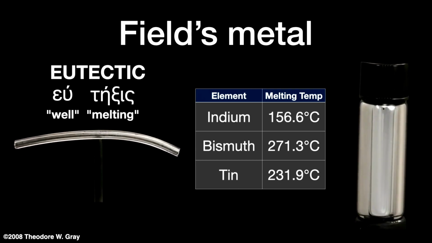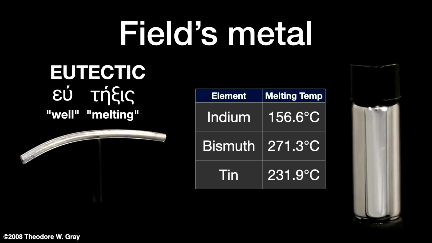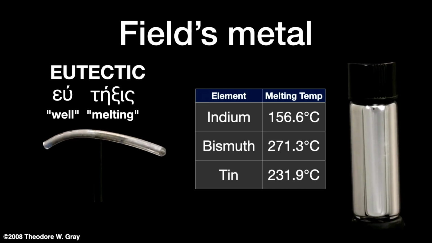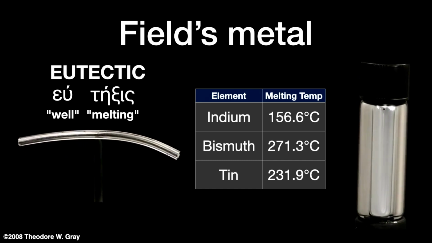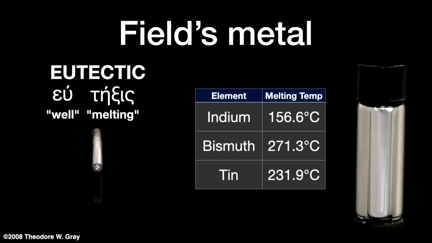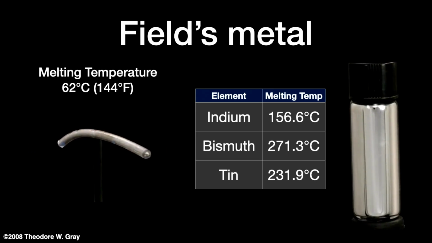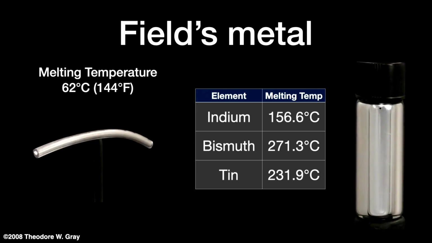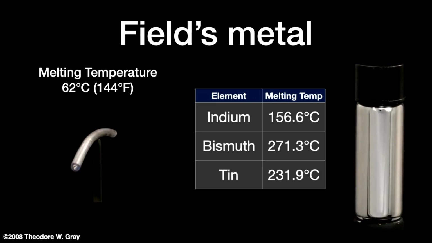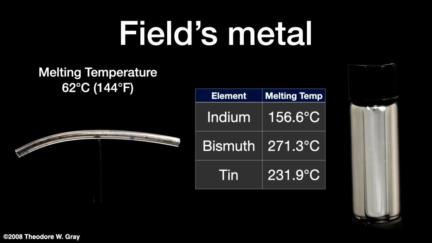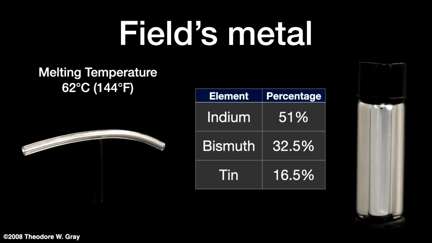A eutectic alloy melts at a temperature lower than the melting point of any of its ingredients. Note that all the ingredients of Field's metal melt above 156 degrees Celsius. Field's metal is a solid at room temperature, but becomes liquid at the low temperature of approximately 62 degrees Celsius, or only 144 degrees Fahrenheit, less than half the lowest melting temperature of any of its ingredients. It's an alloy of indium, bismuth, and tin in the percentages you see here.